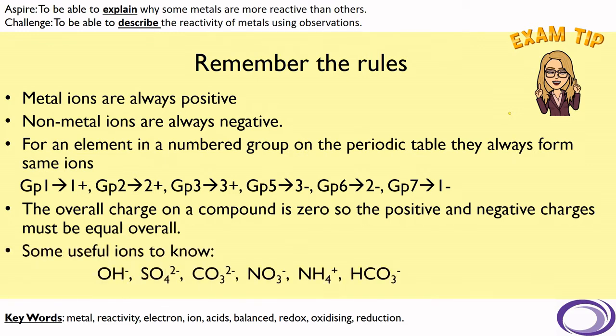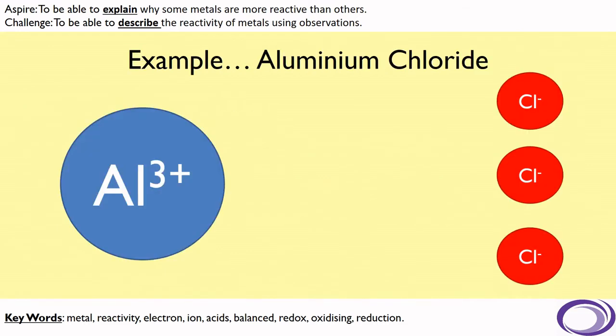And there are some other useful ions for you to know, and these are the compound ions: hydroxide, sulfate, carbonate, nitrate, ammonium, and hydrogen carbonate. So let's have a look at an example.